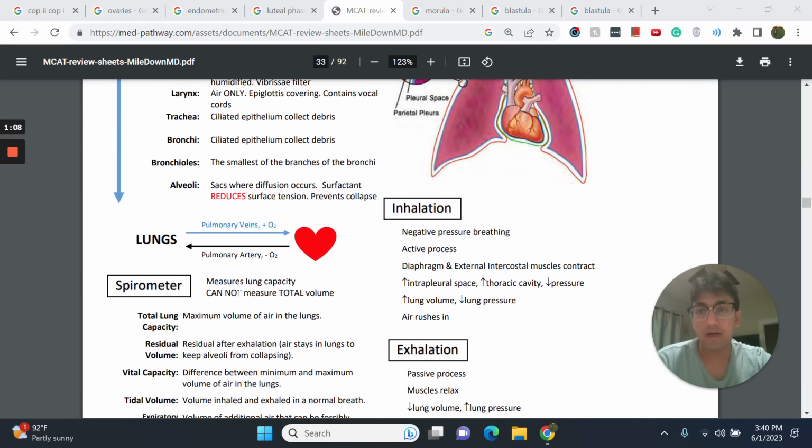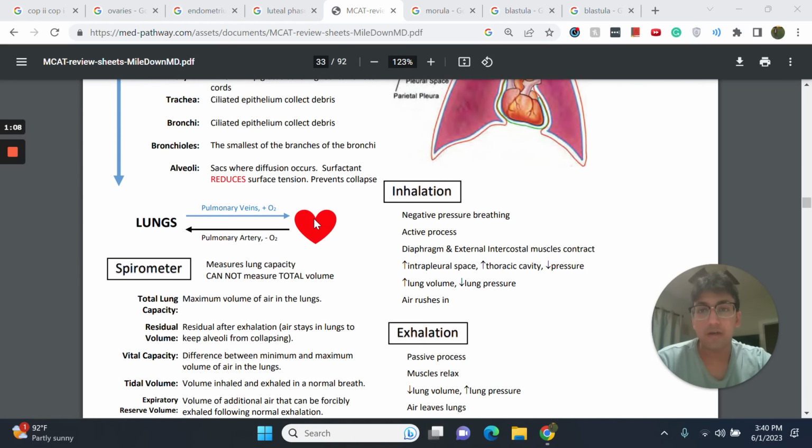Okay. You should know that pulmonary arteries are going away from the heart and pulmonary veins are going toward the heart. How I remember that is arteries start with A and they always go away from the heart, right?